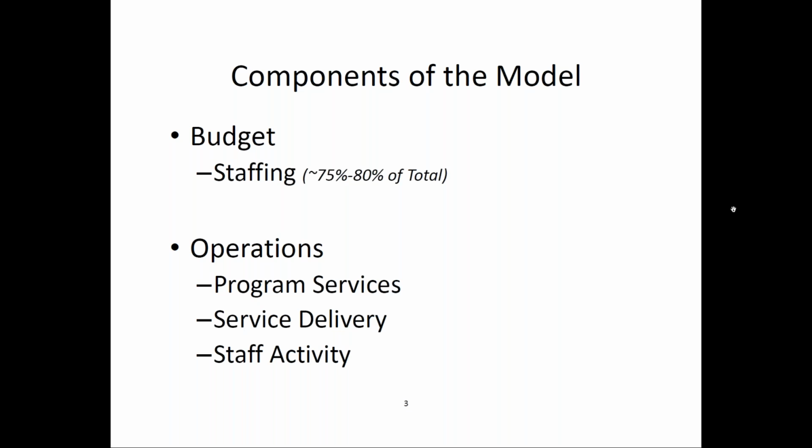Our work is, in about that proportion, person-to-person interaction. And then there are operations. For program services, you've got service delivery and staff activity. One other thing in the budget, which I need to add, is room and board, and we'll talk about that in a moment.